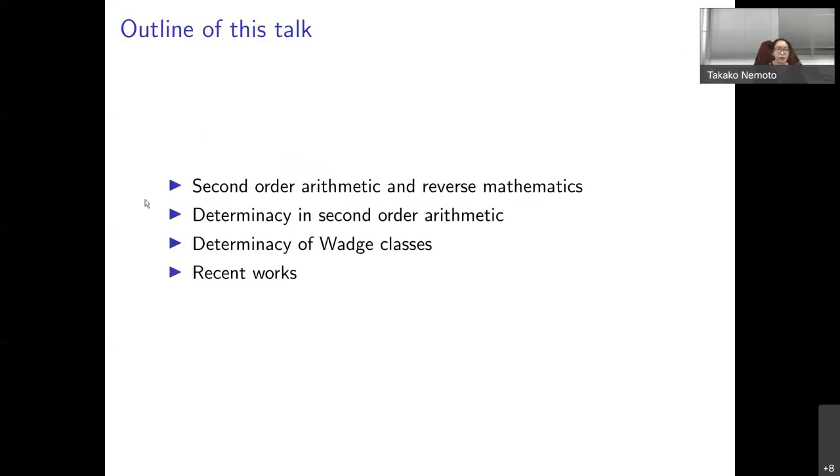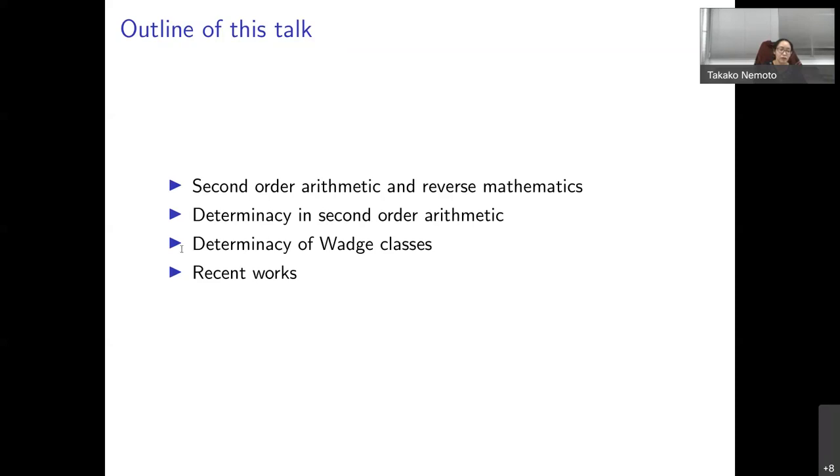This is the outline of my talk. First, I introduce second order arithmetic and reverse mathematics. I think some of you know it very well, and some of you are not, so just a quick view. And then I talk about how to formalize determinacy in this setting. And the third part is what I did in my PhD study.